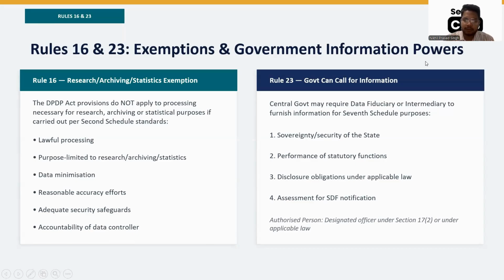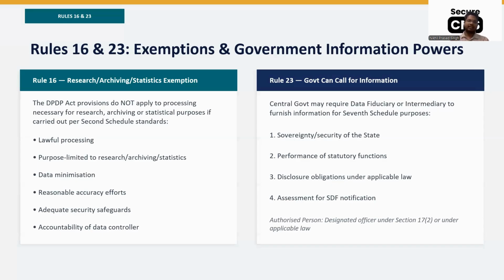Then the government information powers. As I already told you a few slides ago, the DPDP Act provisions do not apply for some purposes, like if it's a lawful purpose, if it's for research, for archiving, or for statistical purposes. For this particular kind of thing, the DPDP Act does not apply. These areas have been exempted.